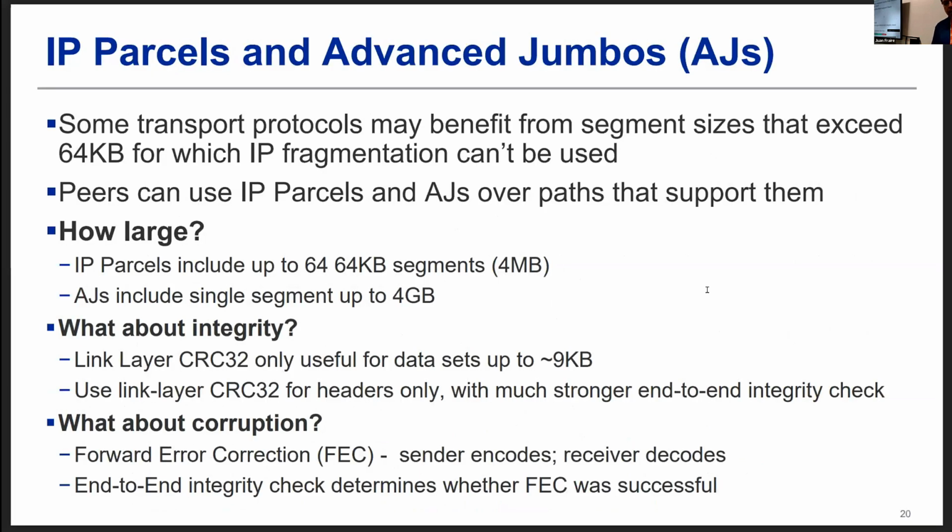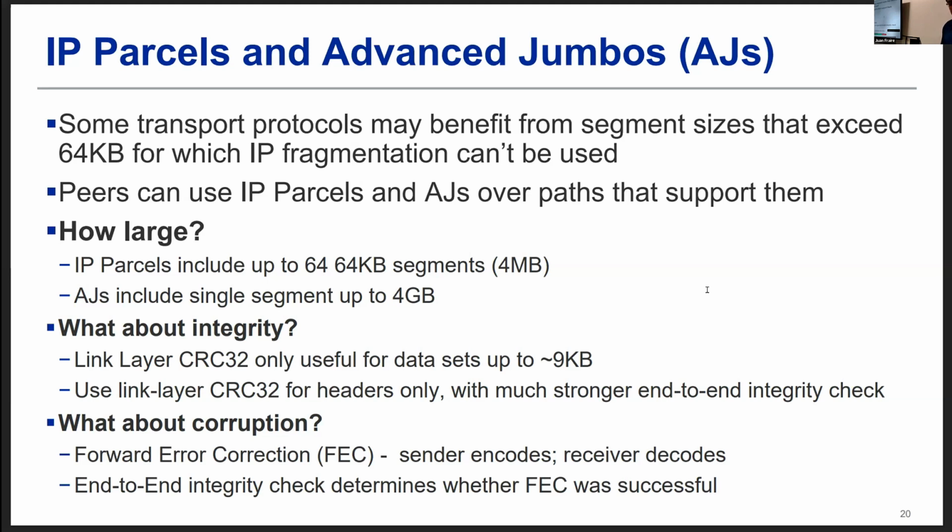Now, what about these IP parcels and advanced jumbos? Some transport protocols may benefit from segment sizes that exceed 64 KB, where we can't use IP fragmentation. The peers can use IP parcels and advanced jumbos over paths that support them. How large can they be? IP parcels include up to 64 kilobyte segments for a total of 4 megabytes possible with parcels. Advanced jumbos include a single segment size up to as large as 4 gigabytes.